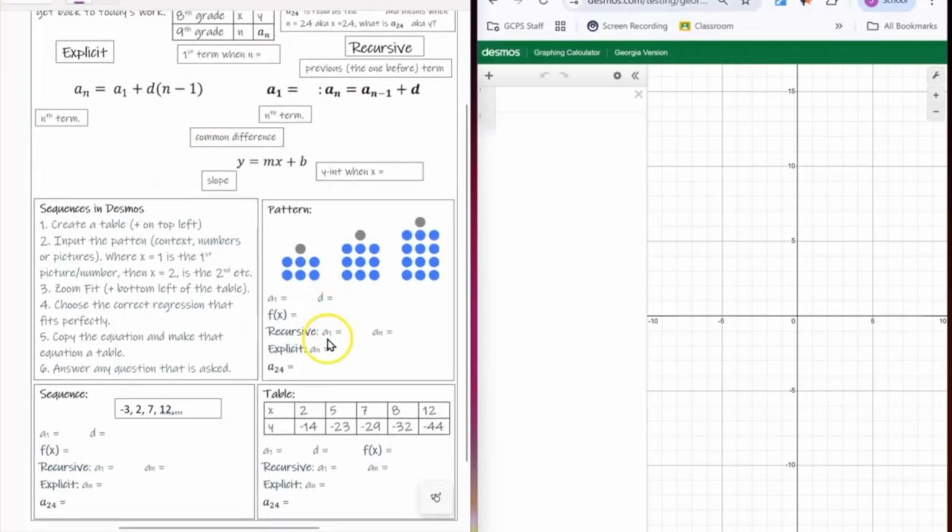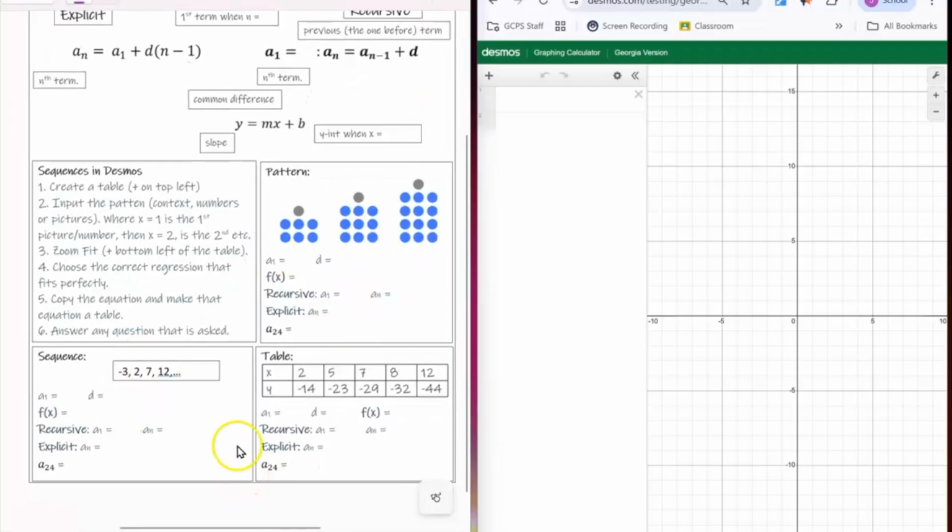We've talked about the basics. Let's talk about the 3 types of questions that I could give you. These right here will be the notes on how to put it into Desmos. I'm not going to read them. I'm just going to do it. I'm going to look at a pattern, a sequence, and a table. So 3 different things that I can give you to ask.